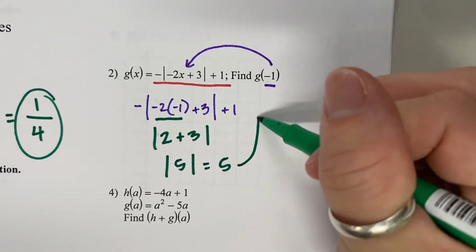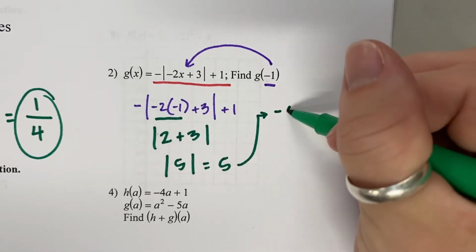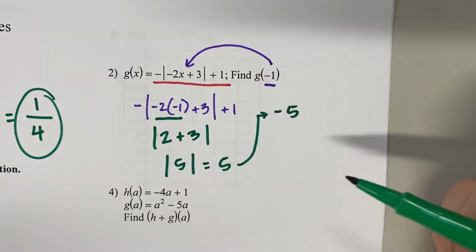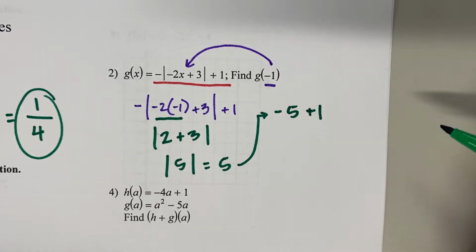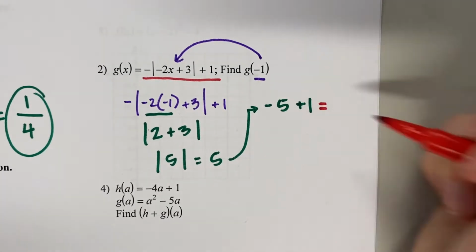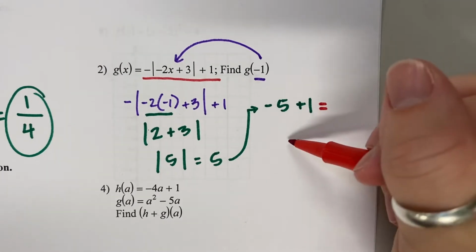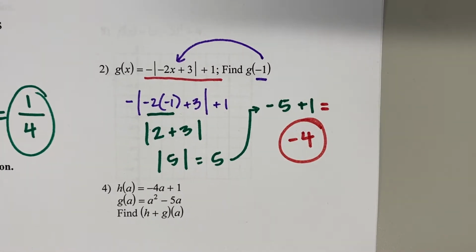So then I'm going to rewrite this over here. We have negative now in front of that 5 from right there, and we just need to add that +1 on the end. So now we can go ahead and figure out what this is. -5 plus 1 is going to give me -4. Okay, beautiful.